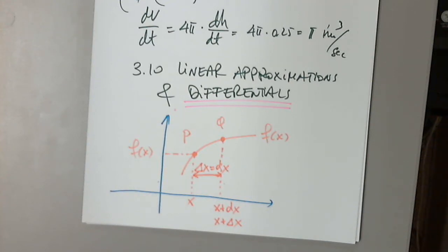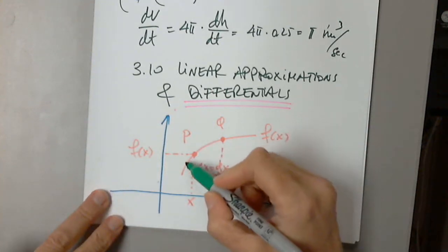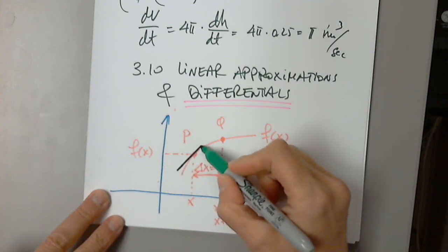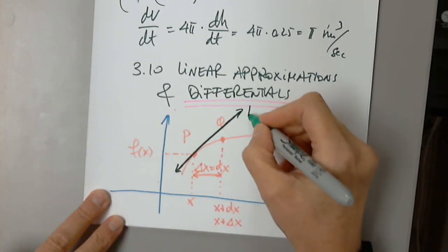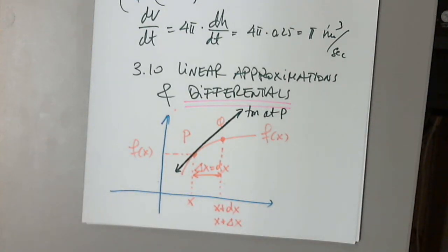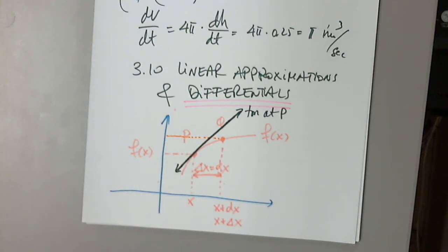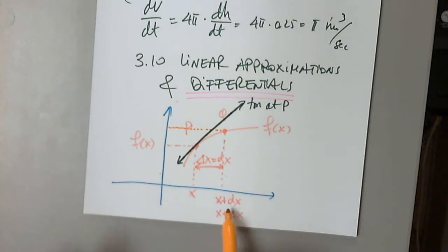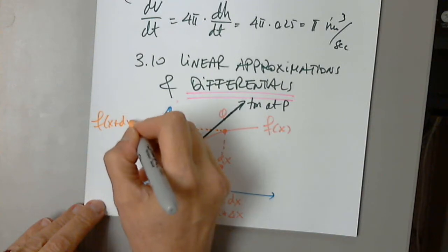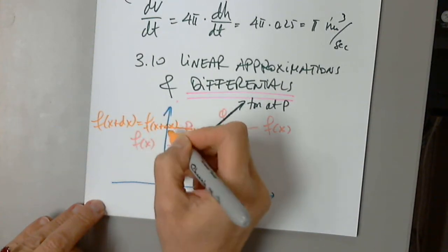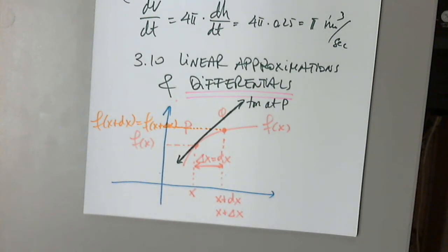What do you think I'm going to draw next? I know you know. Tangent line, indeed, at P. Of course, I'm going to ask you to give me the y-coordinate of Q, and you have to use both: x plus dx and x plus delta x. Yes, f of x plus dx equals f of x plus delta x, because delta x and dx are the same. Perfect.